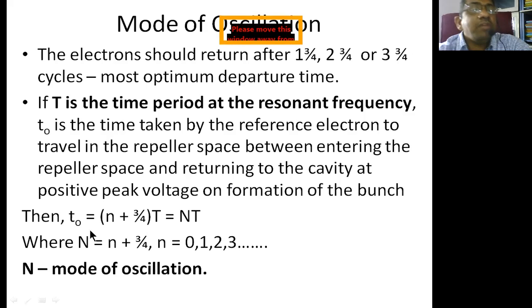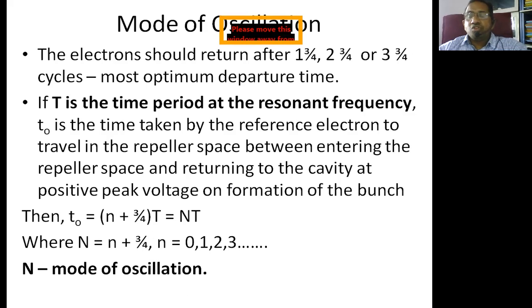So the formula for the transit time is T = (N + 3/4) times the time period. That means the electrons have to return back in a 3/4 time period. So I can call this (N + 3/4) into T the transit time, where N takes integer values N = 0, 1, 2, 3, 4. And N is going to be the mode of oscillations.